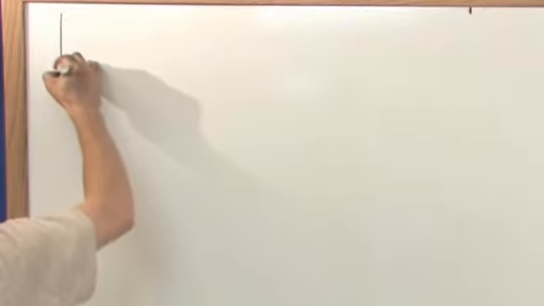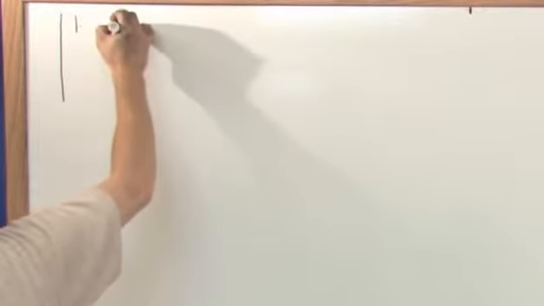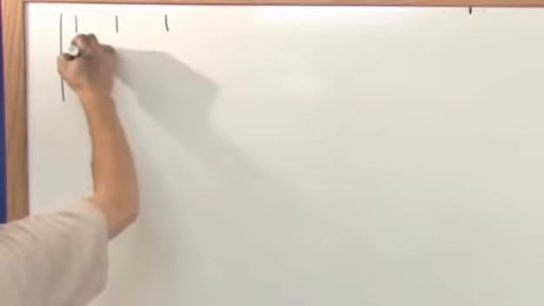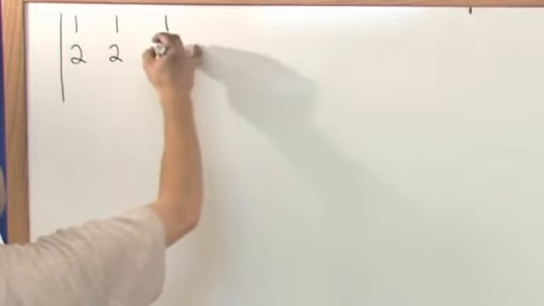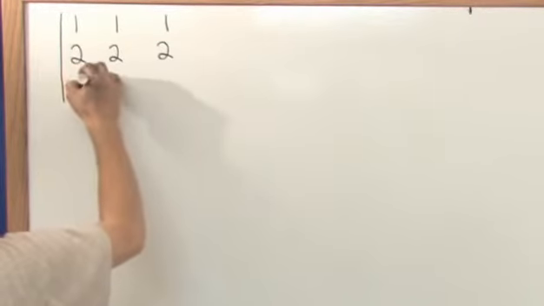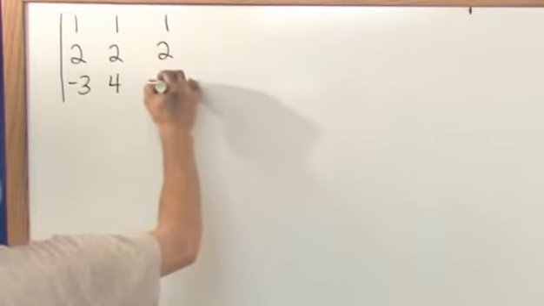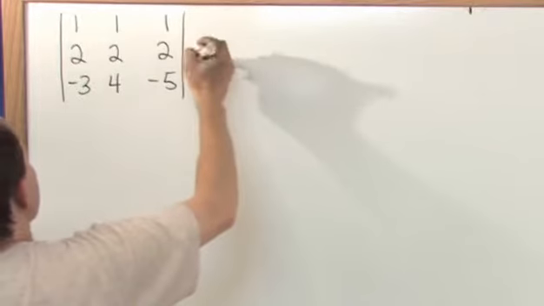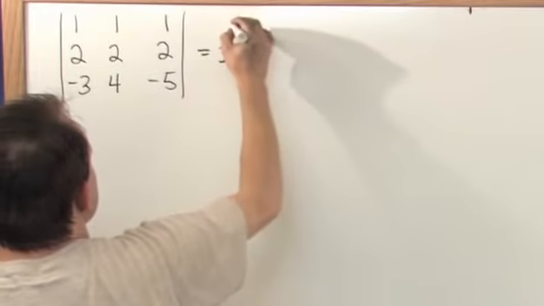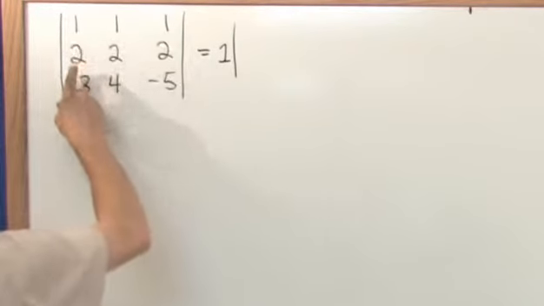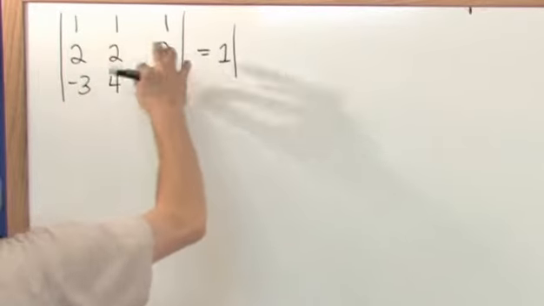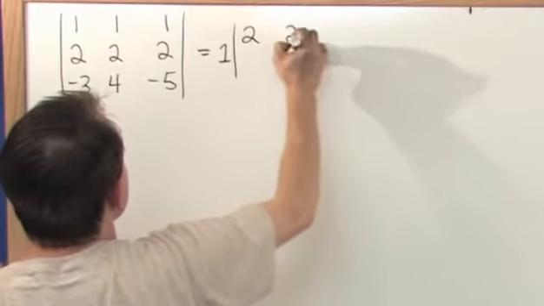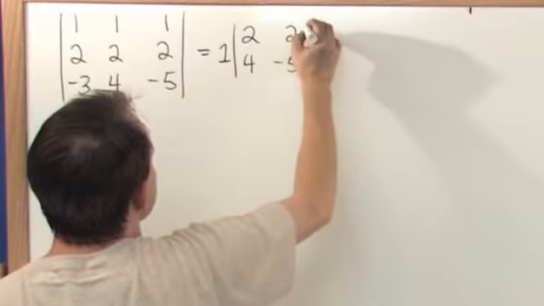Okay, now let's do a couple of additional. Let's say you have 1, 1, 1, 2, 2, 2, and negative 3, 4, negative 5. We want to find the determinant of that. So we start with the first column. We're going to have a 1. We're going to take the determinant. We're going to mark through this column and this row. This is what's going to be left. So we're going to have 2, 2, 4, negative 5.